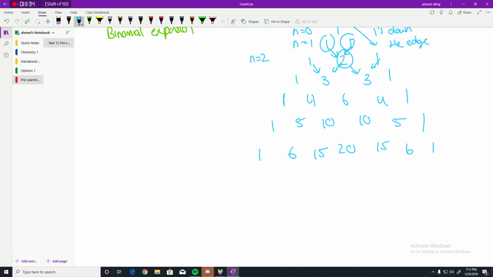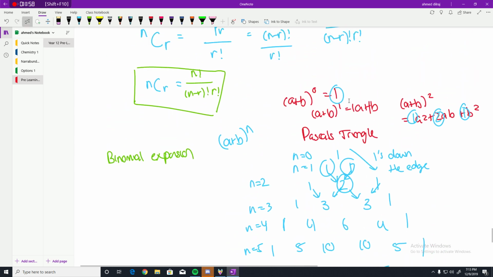Perfect. And notice this is n is equal to 3, n is equal to 4, n is equal to 5, n is equal to 6. N is equal to 7. Raja, can you fill in the last line? Just making sure everybody can do it. Yeah, so it's going to be 1, 7, 21, 35, 35, 21, 7, 1. Perfect. Good, good, good. So, that's great.